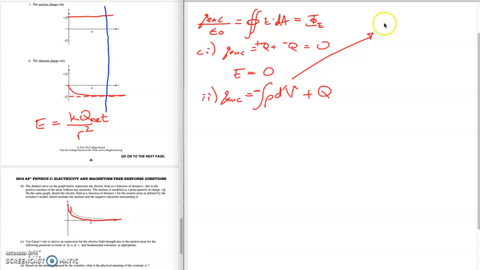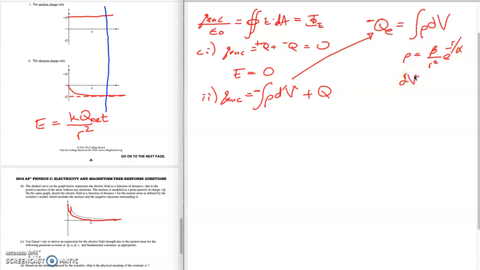So the negative Q, because of the electrons, is going to be the integral of rho dV. Now rho they gave us. Rho is going to be beta over r squared e to the minus r over alpha.